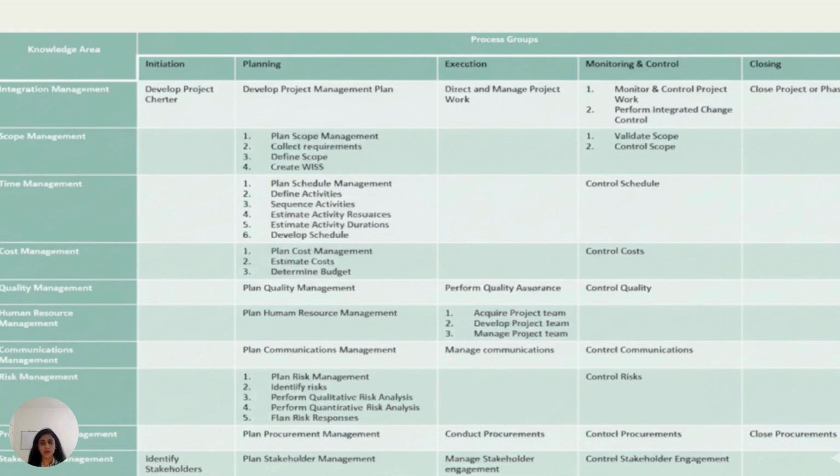What are stakeholders, how to identify them, how to plan the stakeholder engagement that you might already know by now. How do you manage the stakeholder engagement? And finally, how do you control the stakeholder engagement? So let's look into each one of them individually.